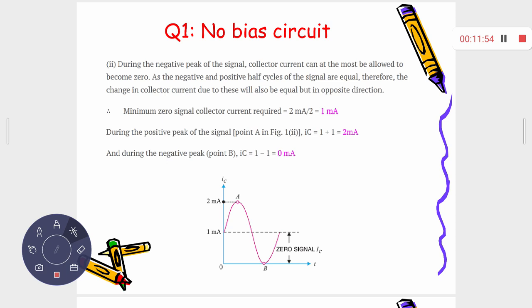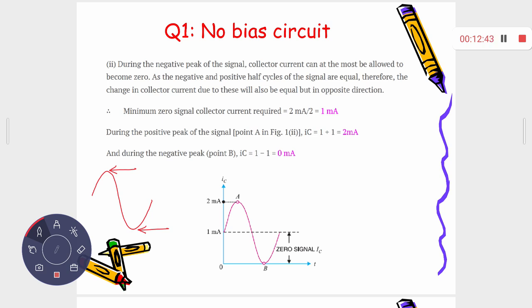So when your input is maximum, suppose your input is something like that, when the input attains this peak, then the collector current is maximum. What is that? 2 milliampere. When the input is at its negative peak, then the collector current is equal to 0. That is the extreme condition. So 0 to 2 milliampere is the variation of the collector current whenever the signal is present. So what is the DC level? DC means no signal. That is the average of 0 to 2, which is 1 milliampere.